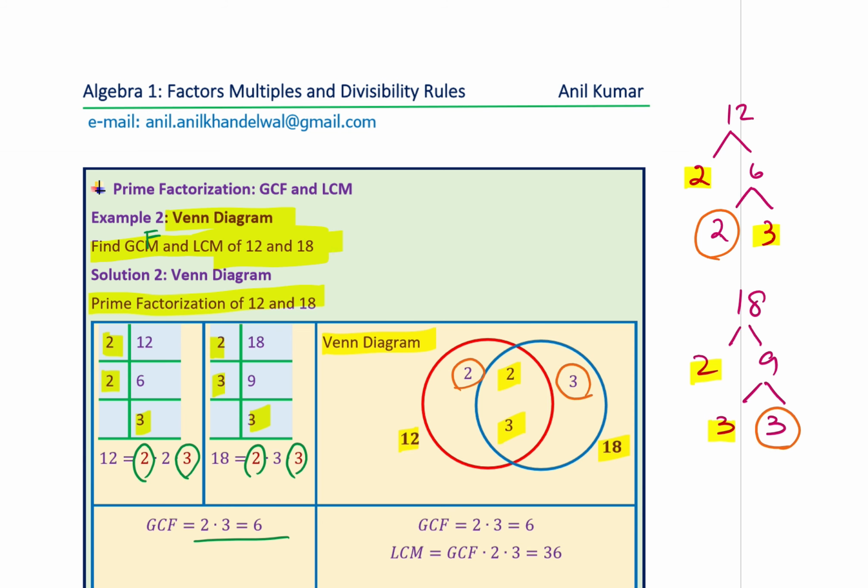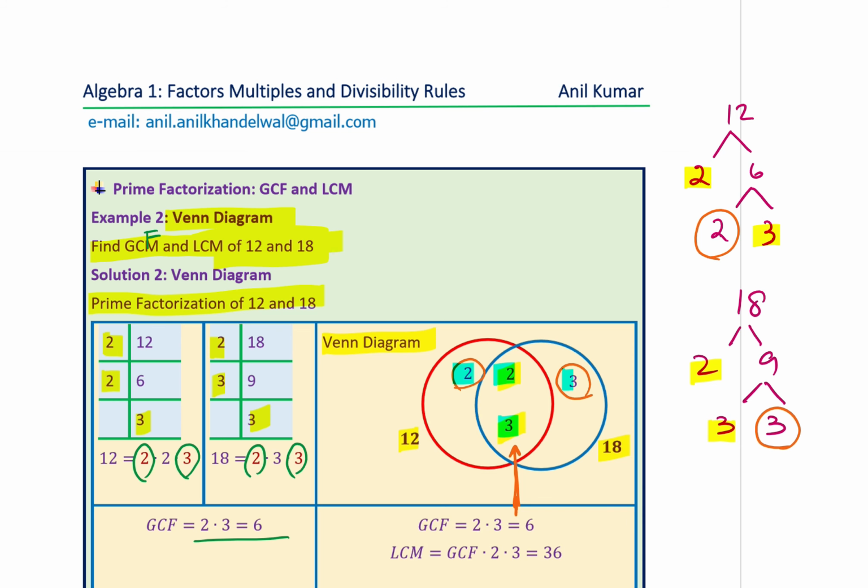We put it on the other circle as shown. So definitely what we have here is a greatest common factor, which is the product of 2 and 3, from the intersection of the two circles. How do we get the LCM? Can you tell me from this Venn diagram? Yes, you're right. To get the LCM, we have to multiply all these numbers. So when you multiply 2 times 2 times 3 times 3, you get your LCM.